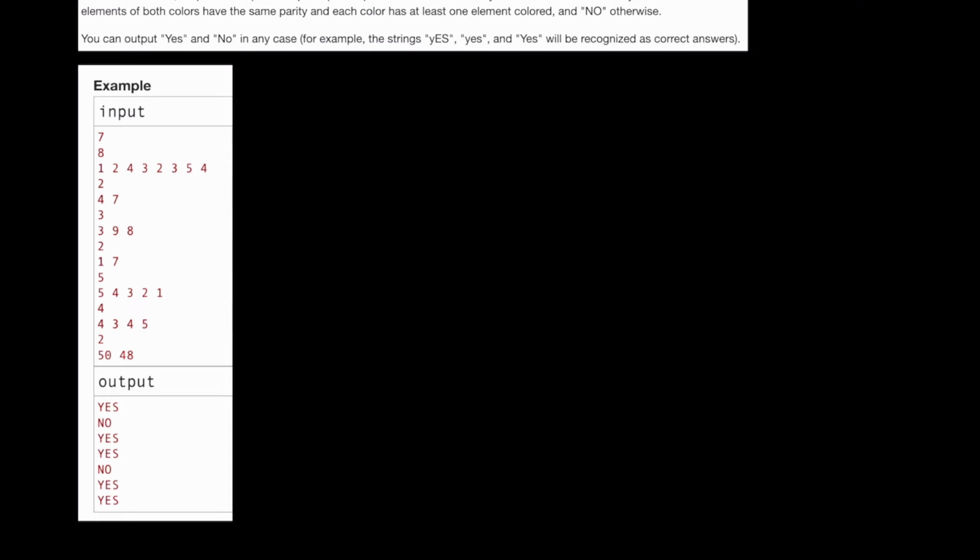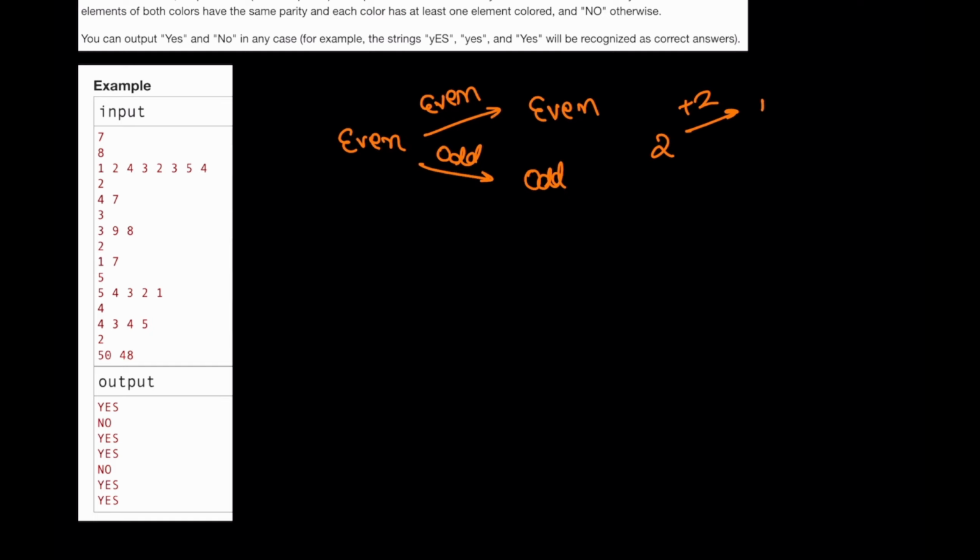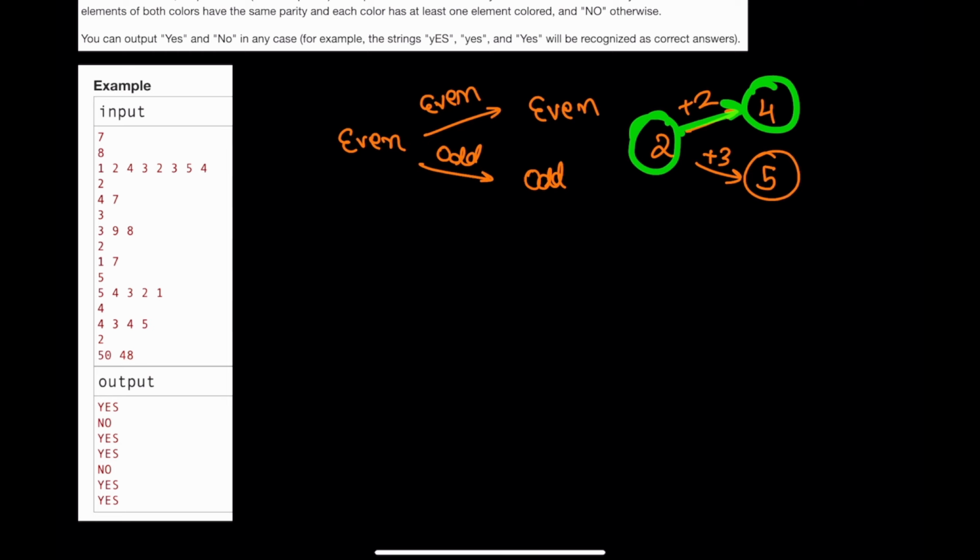Let's first see how the parity works. Suppose we have an even parity. If we add an even element to it, it will still remain even. If we add an odd element to it, it will become odd. Let's suppose we have a 2. If we add 2, it will become 4. If we add a 3, it will become 5. So in an even element, if we add an even element, the answer is also an even element, so the parity remains the same. However, if we add an odd element, then the parity changes for an even element.